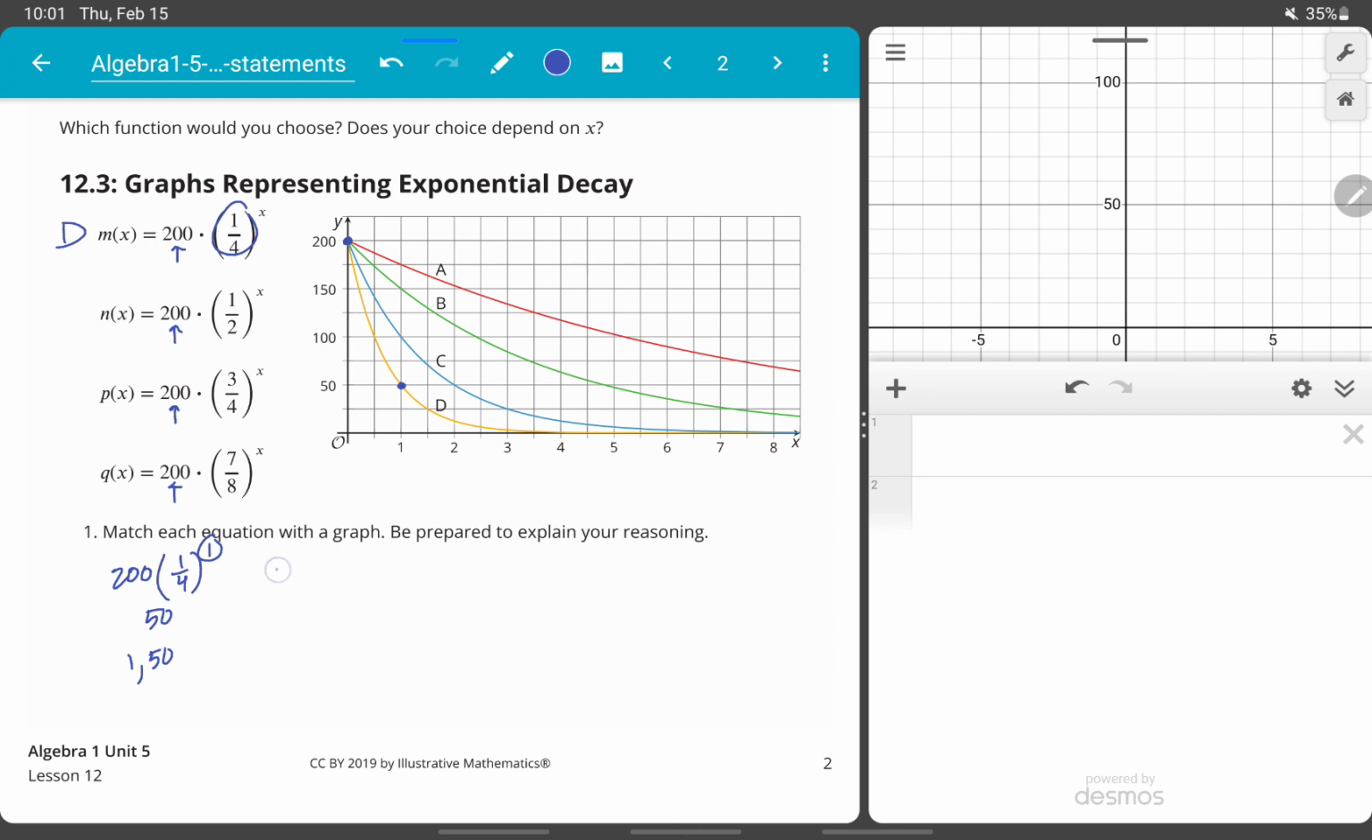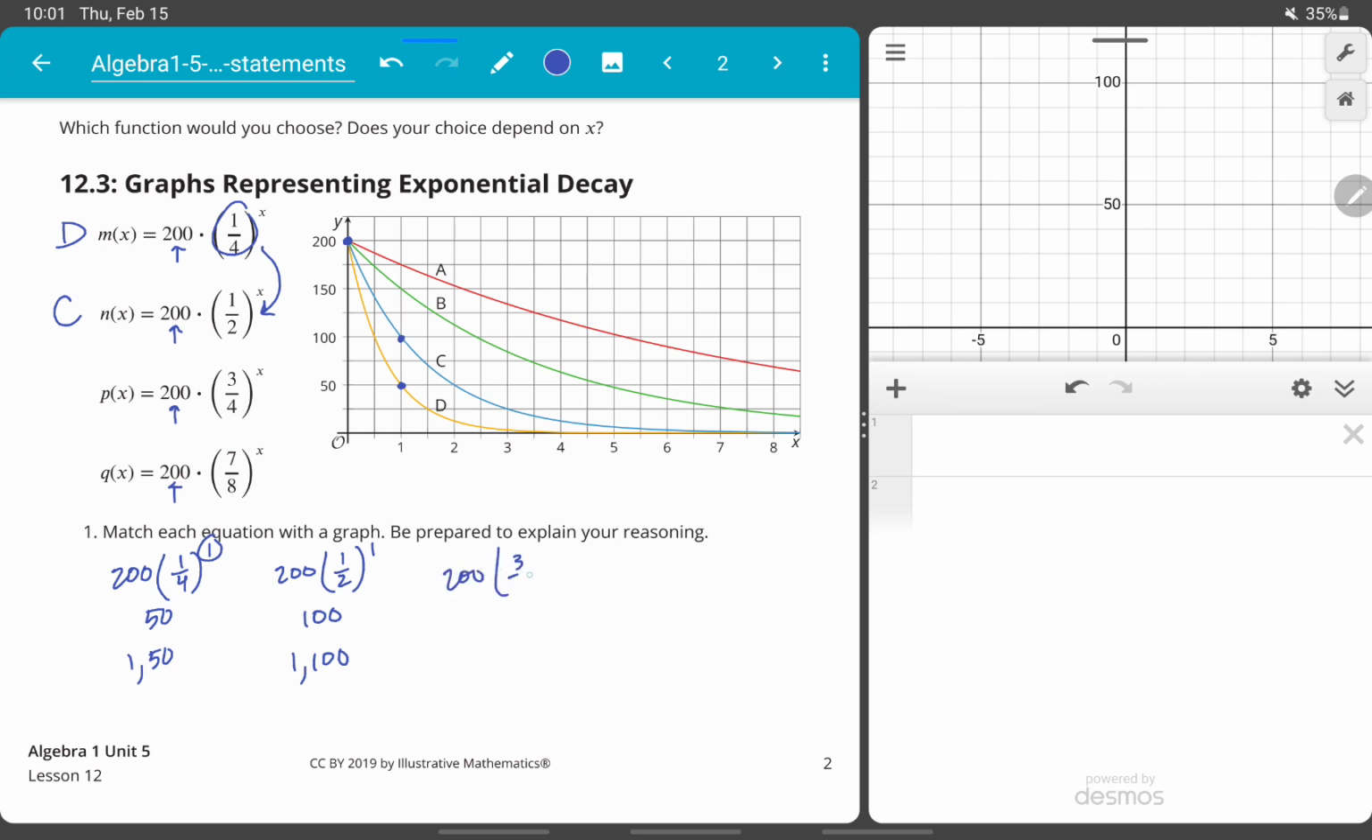The next one, we could do 200 times 1/2, and instead of x, let's put a 1. So this is going to be half of 200, which is 100. So that means the point (1, 100) would be on this graph. So if we go to our 1, we see that right here, that's C. And that makes sense because now our b value got a little bit bigger, and so our graph got a little less steep.